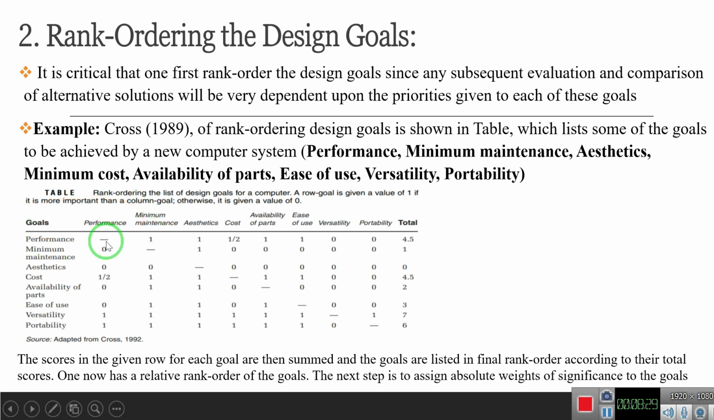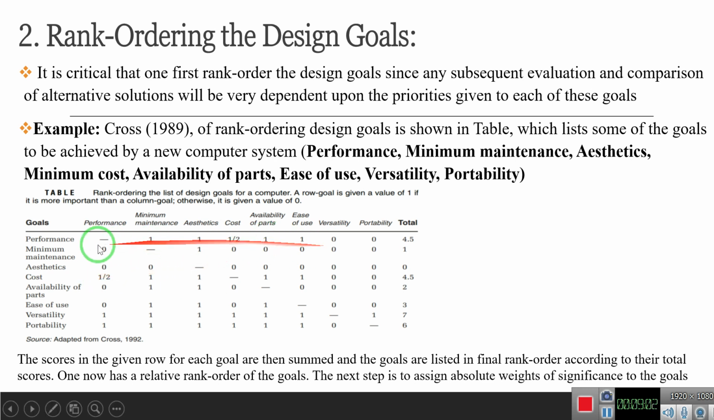Row with performance dash, with minimum maintenance 1, but minimum maintenance with performance it was 1, here it is 0. Aesthetic with performance: performance with aesthetic is 1, so aesthetic with performance is 0. Cost with performance is 0.5, so it will remain 0.5. The opposite will come; the column will become the opposite. If 0.5 is there, the same will be there. The 1 becomes 0, 0 becomes 1. That means the importance, the ranking order.